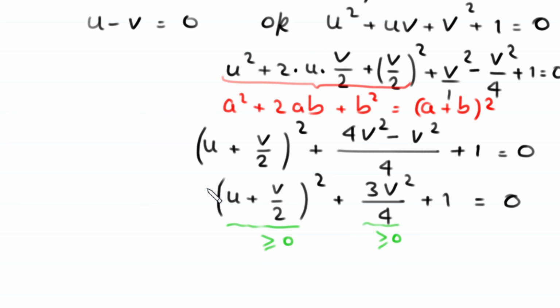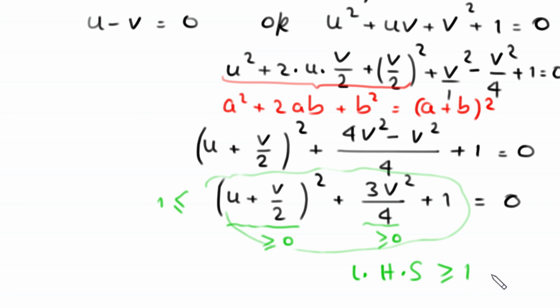It means that this whole left hand side is always greater than or equal to 1. The left hand side is always greater than or equal to 1 and can never be equal to 0. It means that no real solution is possible from this case.